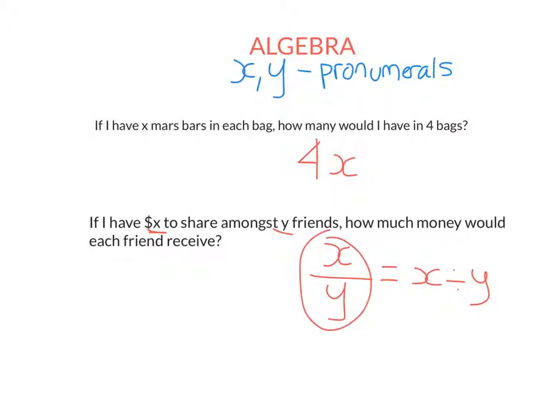So that, again, doesn't tell us a number. It doesn't tell us exactly how much each person would receive, but it just gives us numbers that represent how much they would receive. So it would just be the number I have, the amount of money I have, divided by the number of friends. How easy is that? All right, now we just need to go through a few more definitions. Please pause and copy this down if you need.